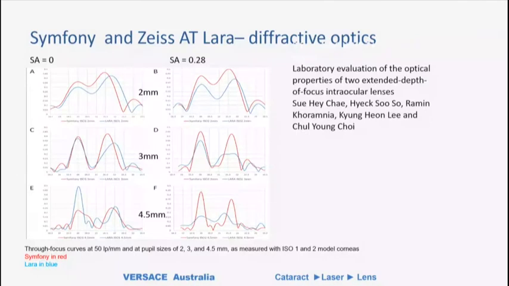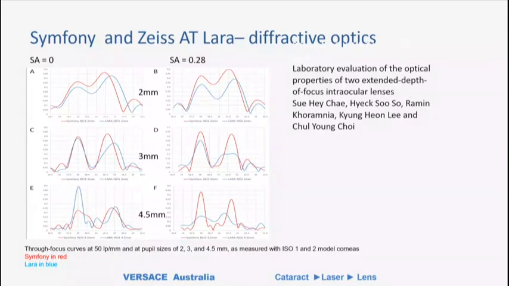And this looks like a lot of information on this graph, but let me make 2 points from this, and this is very interesting. This makes the point that first, both these lenses, the Zeiss Lara and the Johnson & Johnson Symphony, they are both bifocal, diffractive, multifocal lenses. And this is borne out clearly here. If you look at the middle set of graphs that are modeled on a 3mm pupil, you can see 2 points of focus for both the lenses.